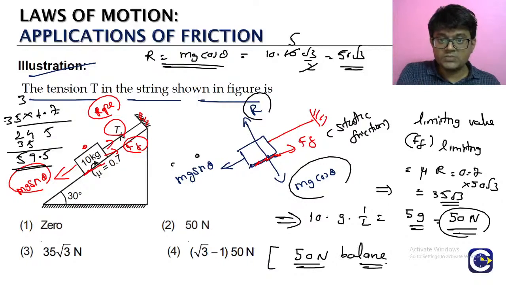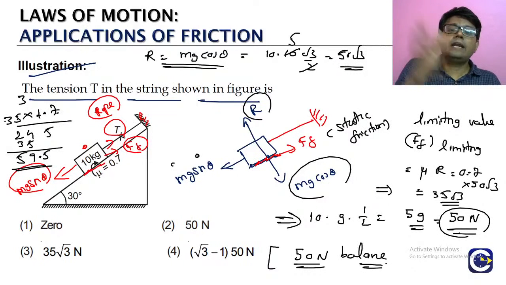The limiting value of static friction is what? 35 root 3, that is somewhere close to 59.5. But the component of the weight down the plane is only 50, right? So the static friction will adjust its value so that it balances it off, and there is no net force down the plane.